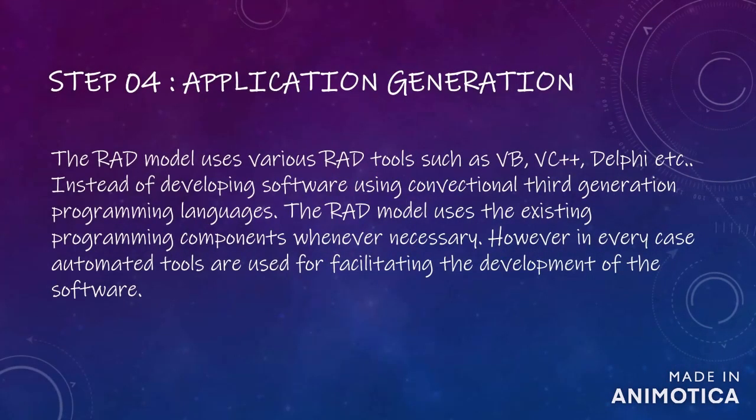Step 4. Application generation. The RAD model uses various RAD tools such as VB, VC++, Delphi, etc. Instead of developing software using conventional third generation programming languages, the RAD model uses the existing programming components whenever necessary. However, in every case, automated tools are used for facilitating the development of the software.